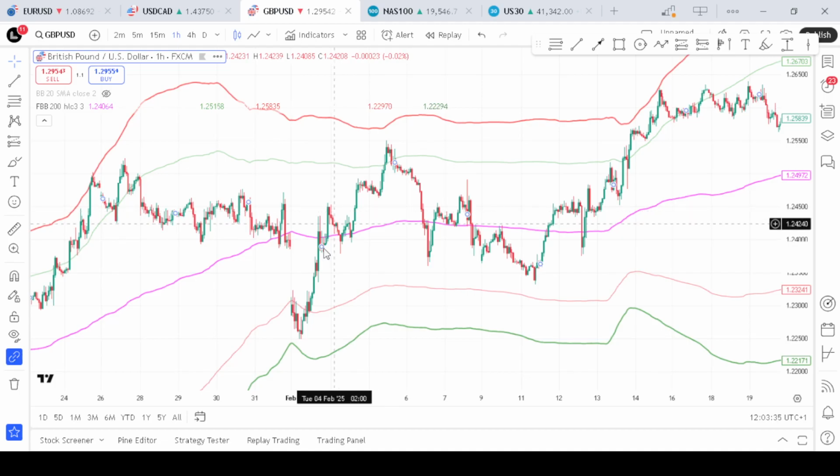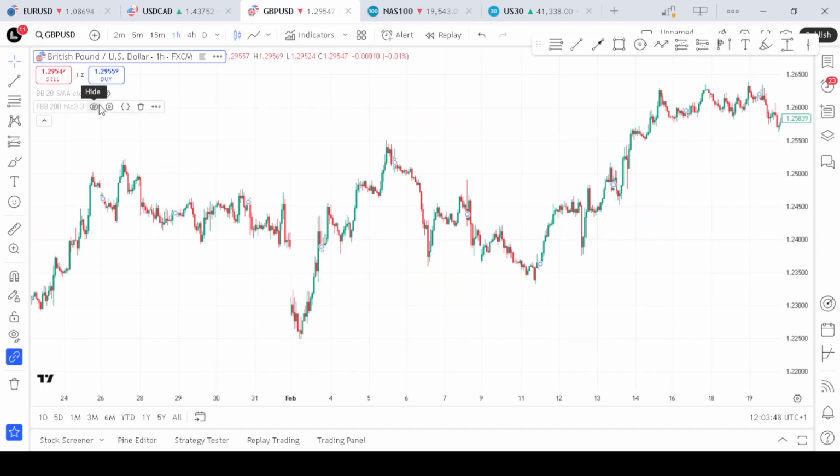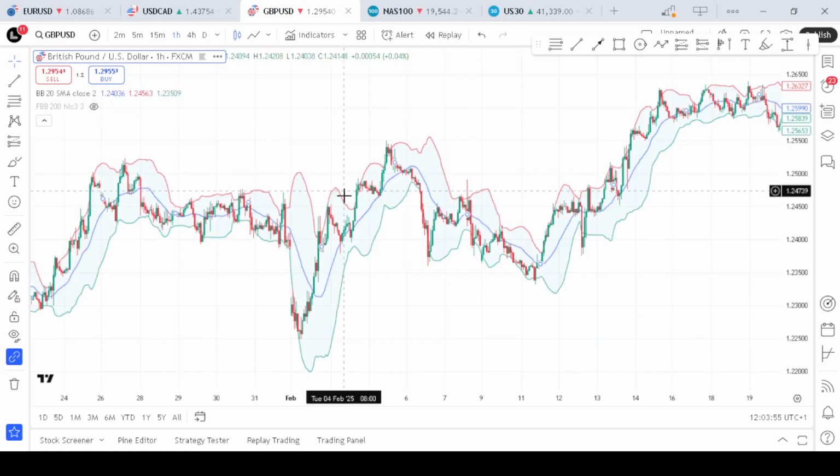and the Bollinger Band consists of a middle line, which is a simple moving average, and the two outer bands that expand and contract based on the market volatility. So adding my Bollinger Band to my chart.